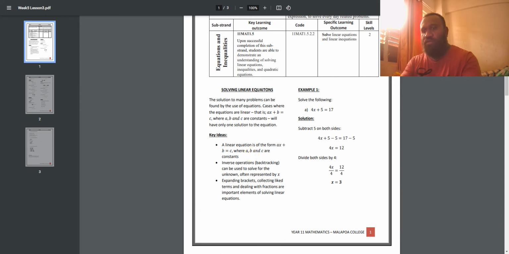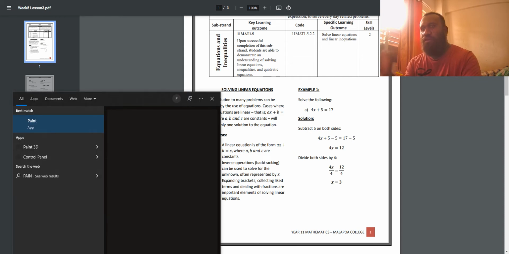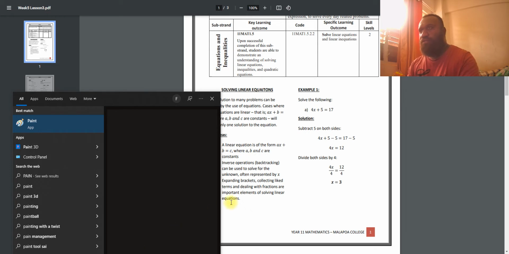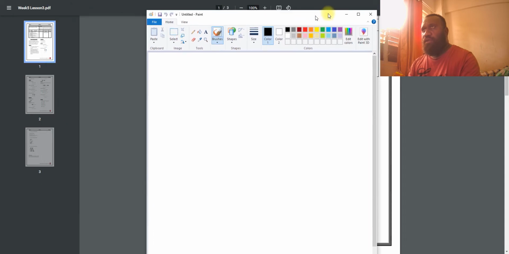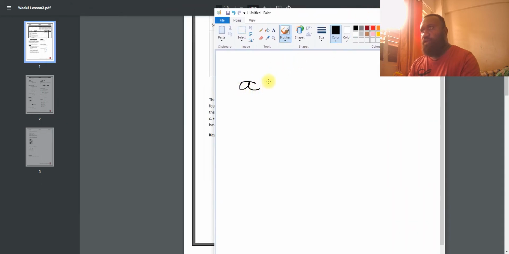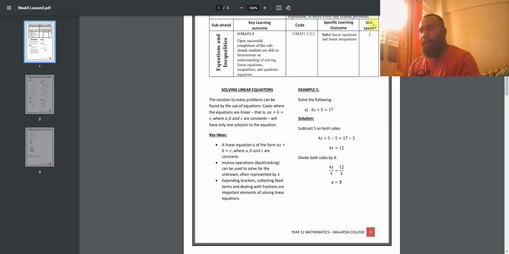Again, linear equations: we are dealing with equations where we have a degree, or a power, of 1. X raised to the power of 1. Those are linear equations. Linear equations come in this form: ax plus b, whereby a is the coefficient of x, b is a constant, and x is raised to the power of 1. That distinguishes this equation from other equations, so that it is a linear equation.